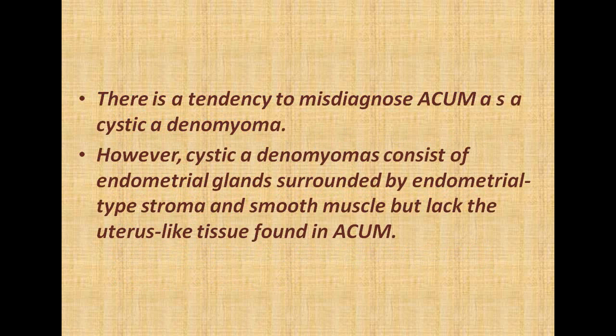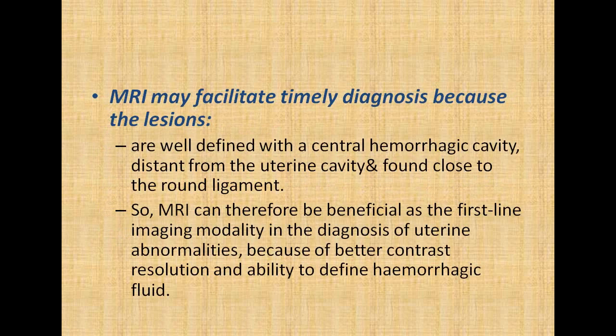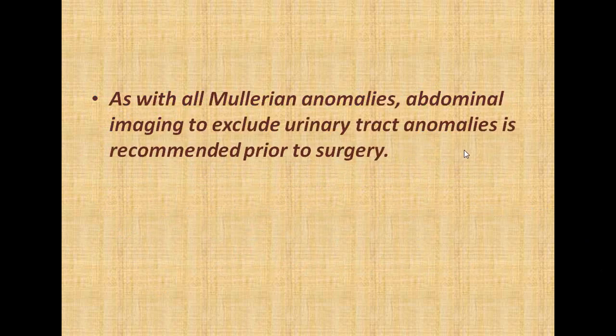However, a cystic adenomyoma consists of endometrial glands surrounded by endometrial type stroma and smooth muscles that lack the uterus-like tissue found in ACUM that is seen here in our case. MRI may facilitate timely diagnosis because it can define the hemorrhagic content of fluid and can also depict the myometrial periphery. As with all Mullerian anomalies, abdominal imaging to exclude urinary tract anomalies is recommended prior to surgery.